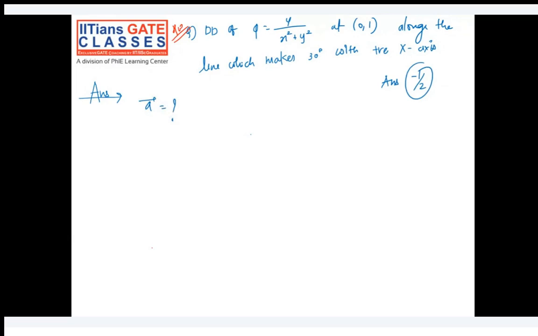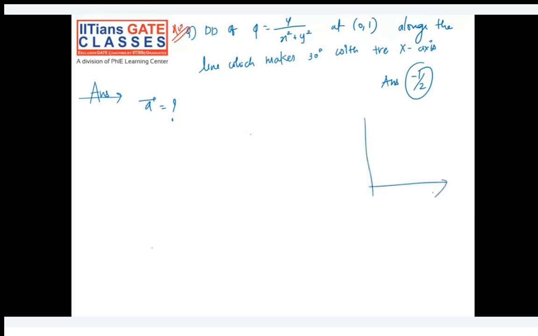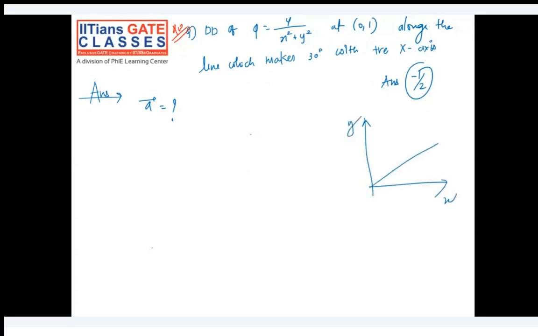Okay, just to give you a small idea, this is your x-axis, this is your y-axis. What they have said, they want a directional derivative along the line which makes 30 degrees with the x-axis, positive x-axis. Okay, so this is your a bar basically. Clear? So how you will convert it into the proper vector? How you will convert this diagram into the vector?